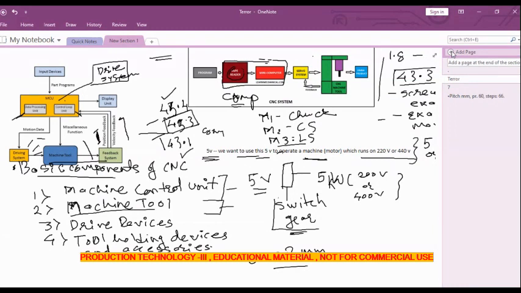What are the main components of a CNC machine? It is the machine control unit.